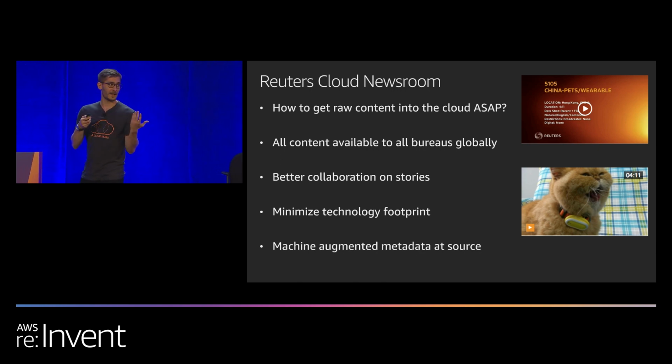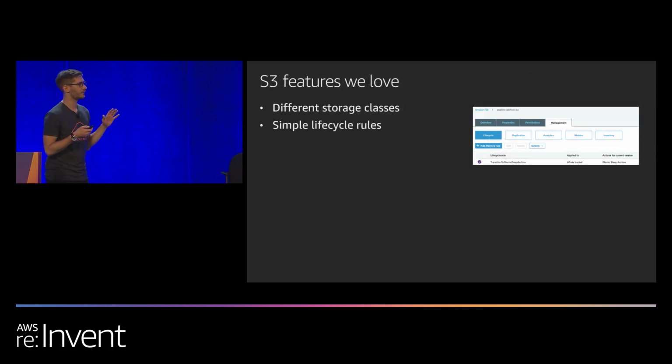Now, this move to the cloud will not just help with the collaboration, but also help with minimizing the technological footprint. Because what we could end up moving to is potentially just having a laptop for every single journalist, and that's about it. And also, it will enable machine-augmented metadata at source, because there are so many machine learning services that you can now plug in.